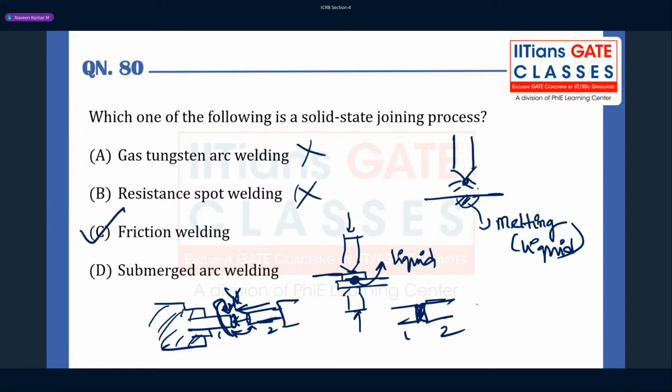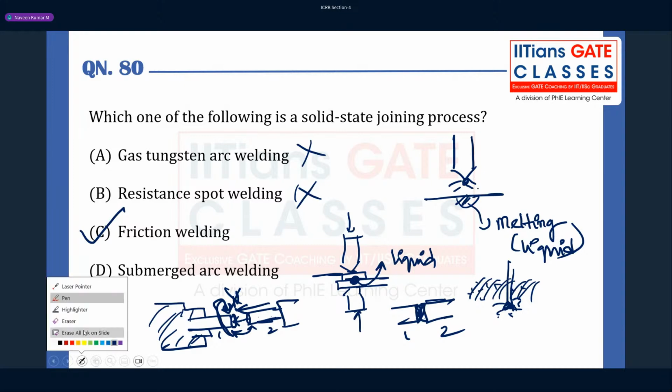And submerged arc welding is again a liquid state welding, where the arc is submerged in the flux. There is some flux powder that we put, and the arc is submerged inside it. You can't see that arc, right? So it is submerged inside the flux, and that is why submerged arc welding also is not a solid state welding. It's a liquid state welding only. Hope I made things clear.